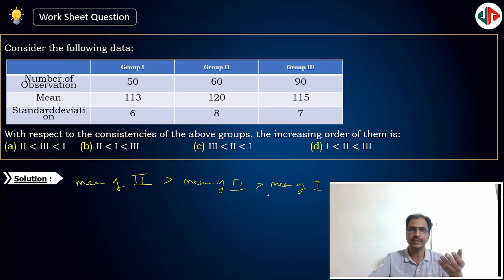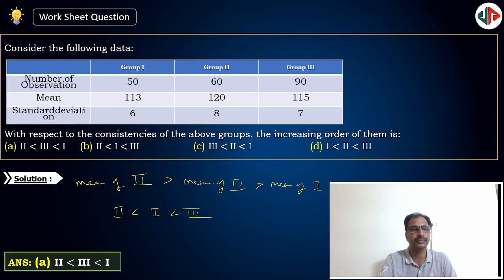To be more consistent, variation should be less. Variation will be less when x bar is more. So mean of second is more than mean of third, which is more than mean of first. Therefore, the second group is more consistent than the third group, and that is more consistent than the first group. So option D is correct. Sorry, option 2 less than 3 less than 1. Option A.